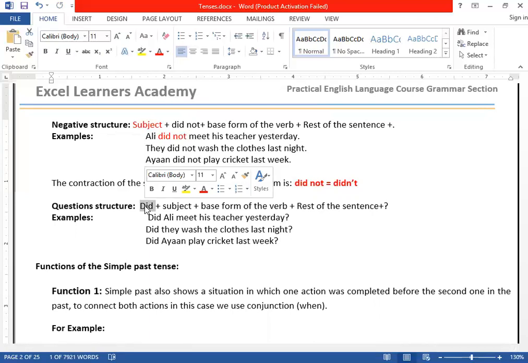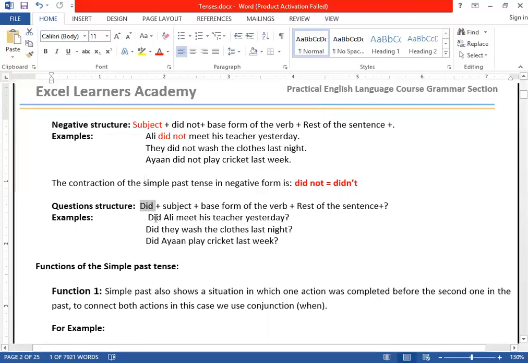So we use the auxiliary verb did in simple past tense. Clear? Which one? Did. Keep it in your mind, because we will study different auxiliaries and different tenses, so you should understand it. In simple past tense, we use the auxiliary, and that is called what? Did. Like here, did Ali meet his teacher? I want to ask, did Ali?